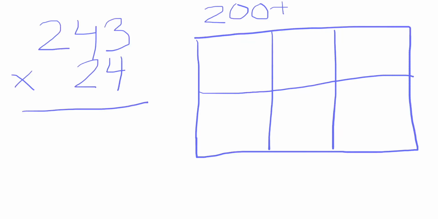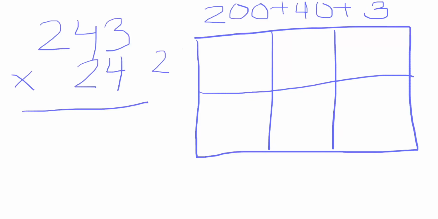Plus when the 4 sits in the tens place, it is worth 40. And then when the 3 sits in the ones place, it is worth 3. And that is how we're going to represent 243. Then along the left side, we are going to represent 24.